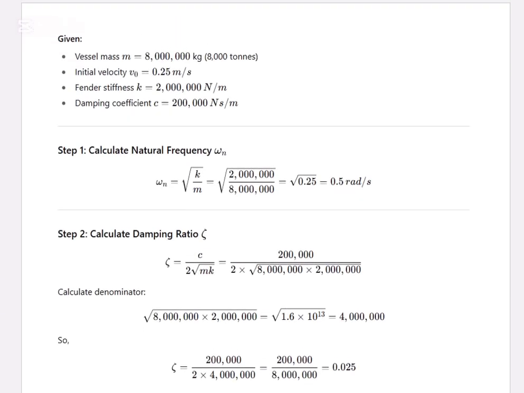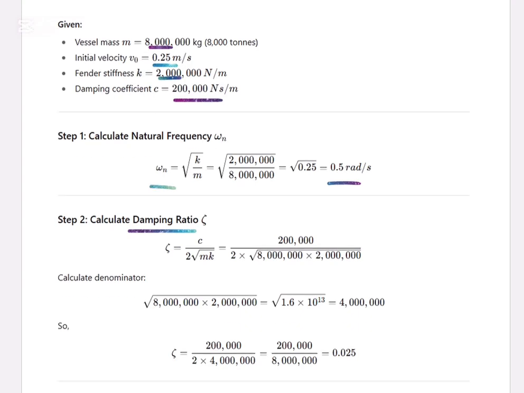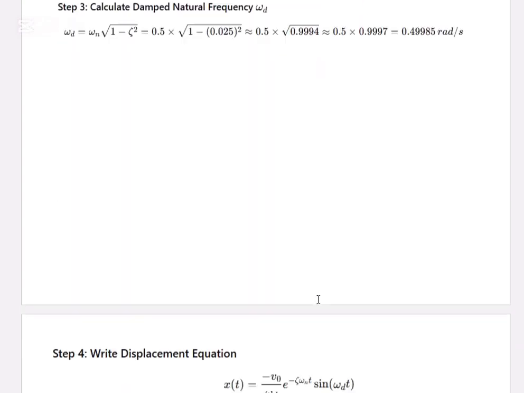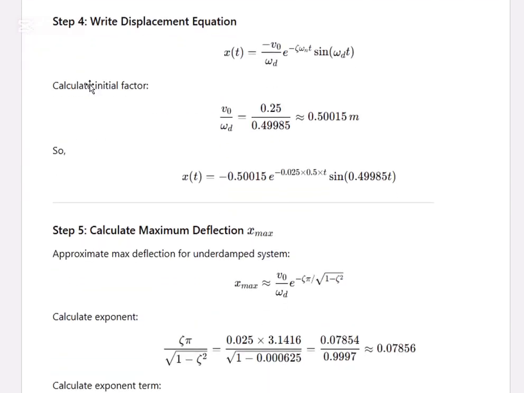Let's see one sample problem. Given vessel mass, initial velocity, fender stiffness and damping coefficient, we can calculate the natural frequency. We have the damping ratio, then we can get the damped natural frequency. Maximum displacement is v naught by omega d times e to the power minus zeta omega t times sine omega d t. Calculate the initial factors, then x of t is this value. Calculate the maximum deflection.